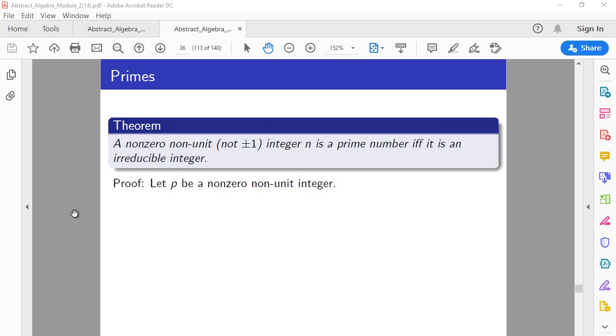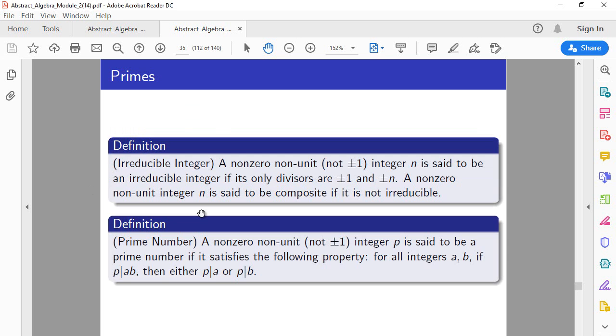Welcome back. So we want to prove this theorem that a non-zero non-unit integer n is a prime number if and only if it is an irreducible integer, and you have to recall from the previous definition what we mean by an irreducible integer and what we mean by a prime number.